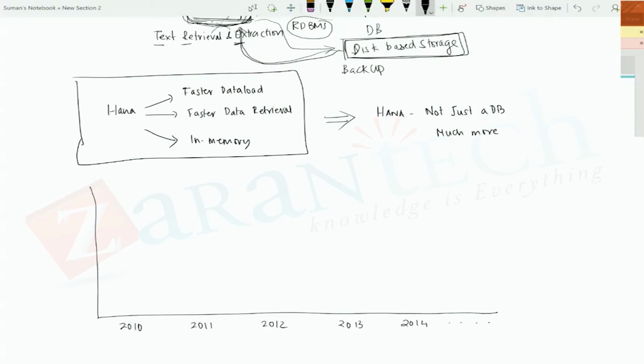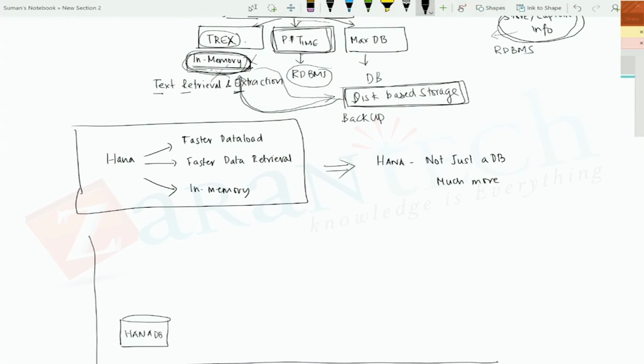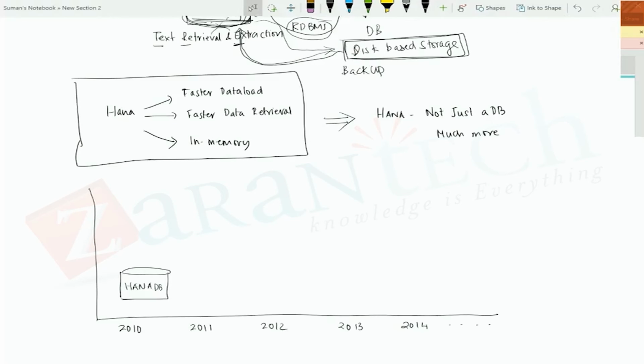SAP HANA, when it came into the market in the late 2010, what happened is it was primarily used only as a database. That is, though it had some of the capabilities, we were only focusing on the P*TIME capability of the traditional RDBMS system. And we were also referring to the in-memory computing capability. So it was primarily used by organizations in sidecar implementation.